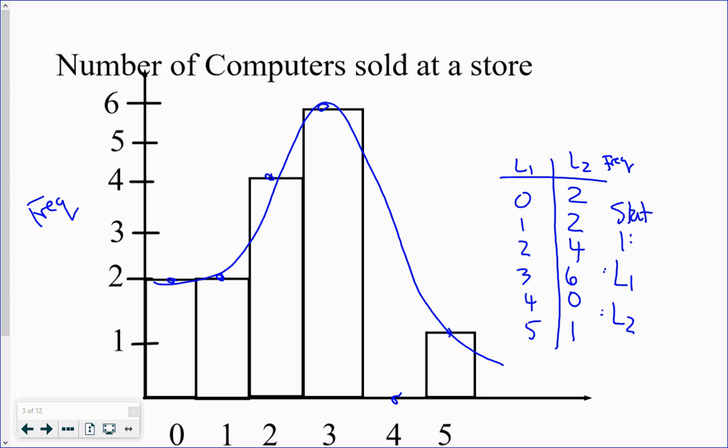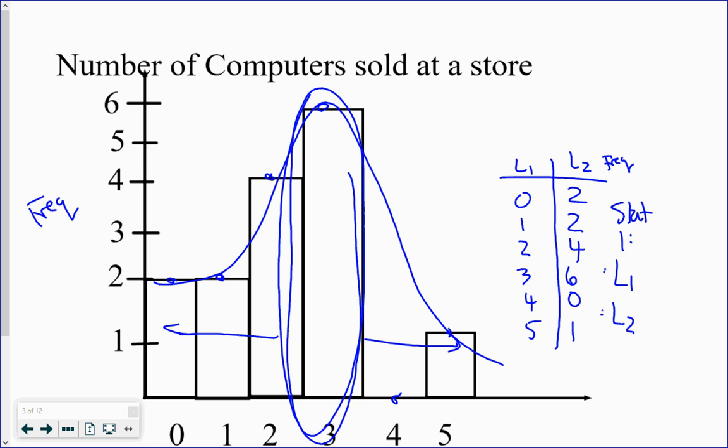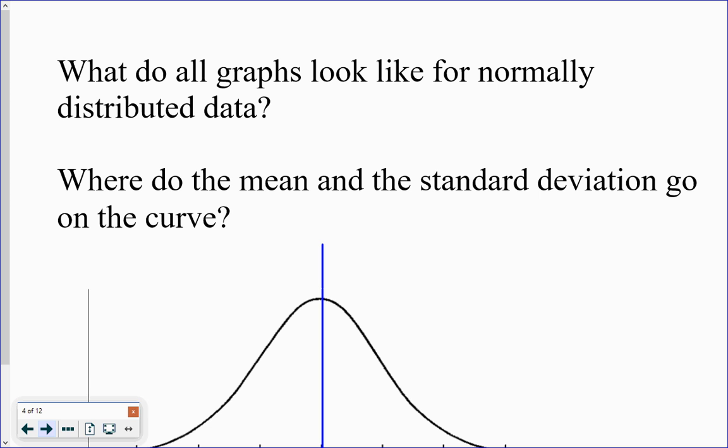So it's not quite normally distributed, but normally distributed data is where you have the biggest concentration of your data right in the middle, and the further out you go, the less frequency you have. So we refer to these as bell curves because they kind of look like a bell.